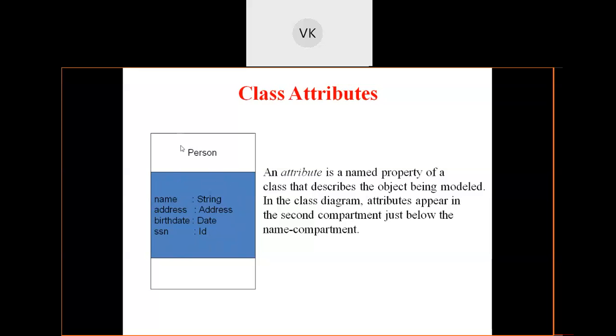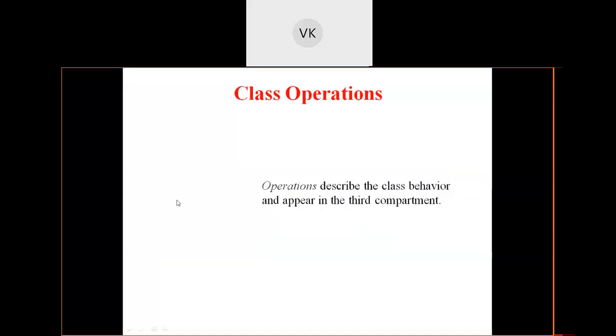For example, the name of the class is Person. What are the attributes of a person? Name, address, birthday, and SSN, just like the USN of a student, some particular ID for that person. All of these we call attributes.